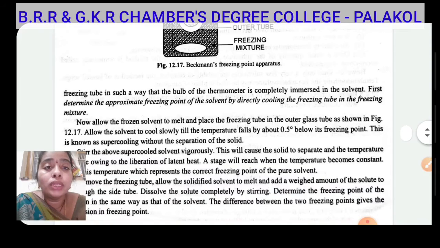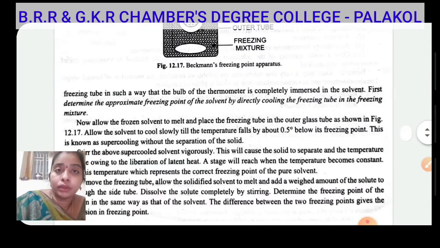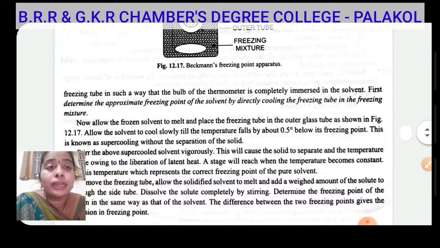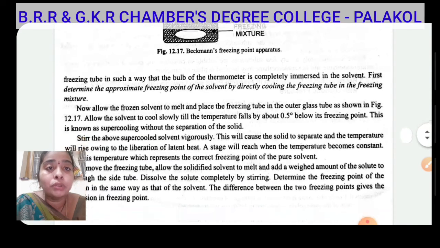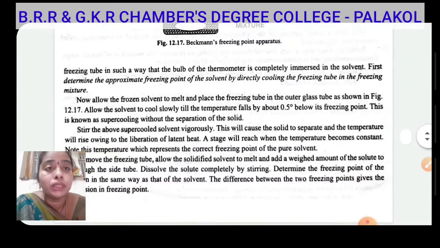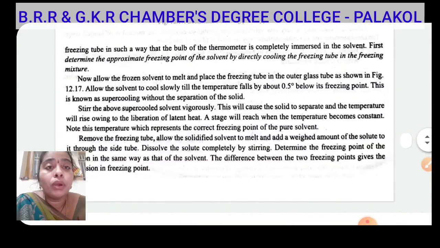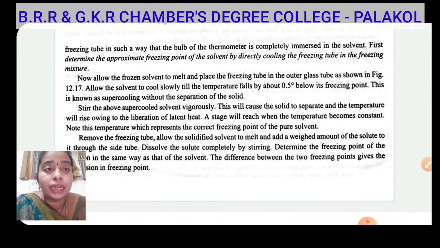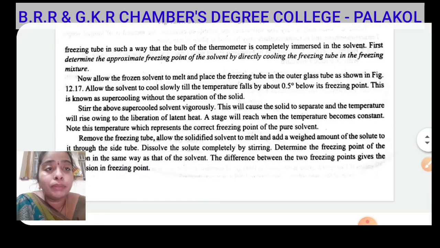Allow the solvent to cool slowly till the temperature falls by about 0.5 degrees. Beckmann's thermometer is used to read this small temperature change. Cooling below its freezing point without the separation of the solid is known as supercooling. Stir the supercooled solvent vigorously using the platinum stirrer. This will cause the solid to separate.